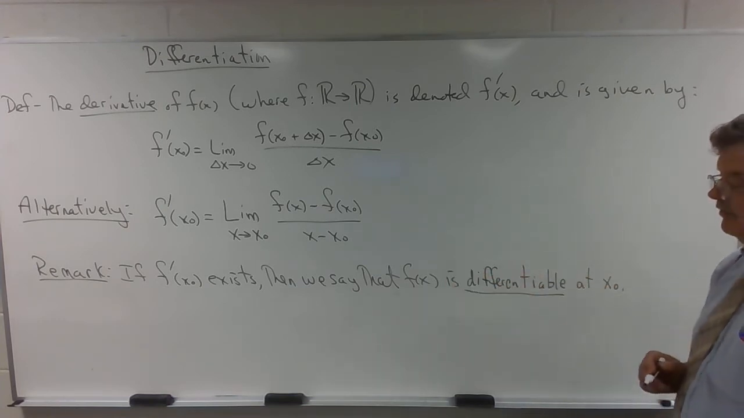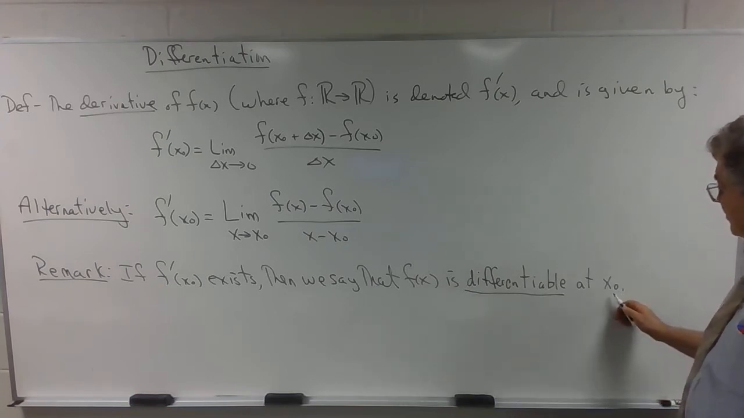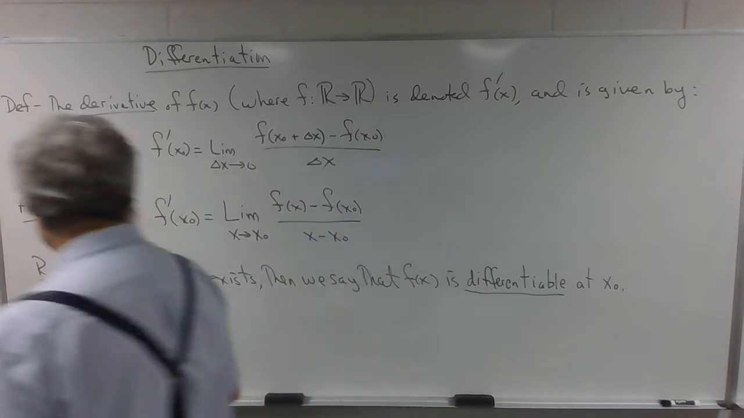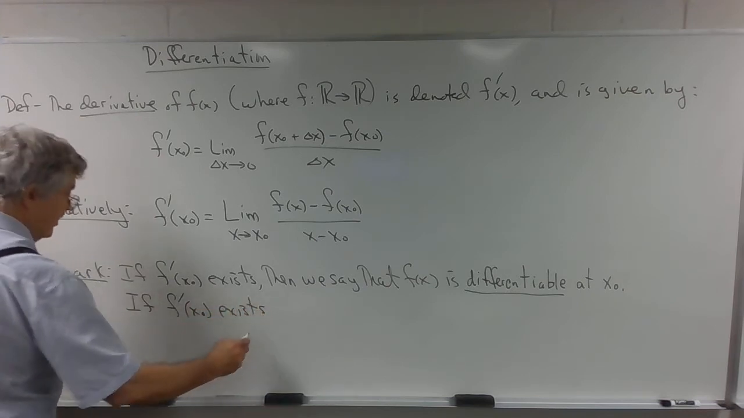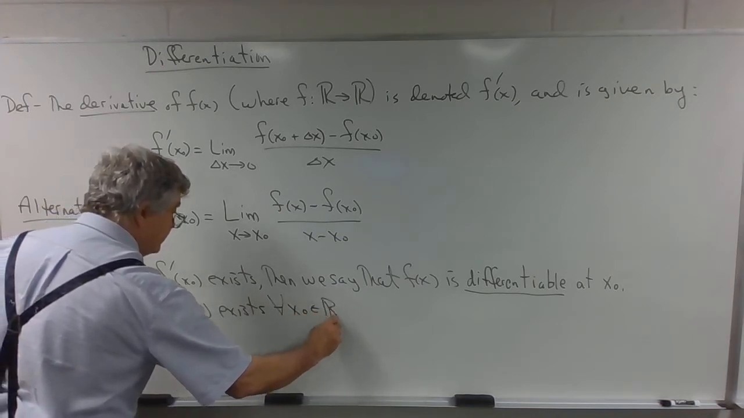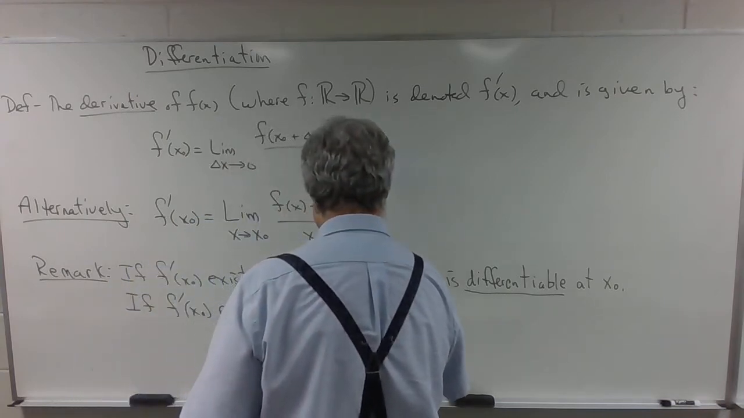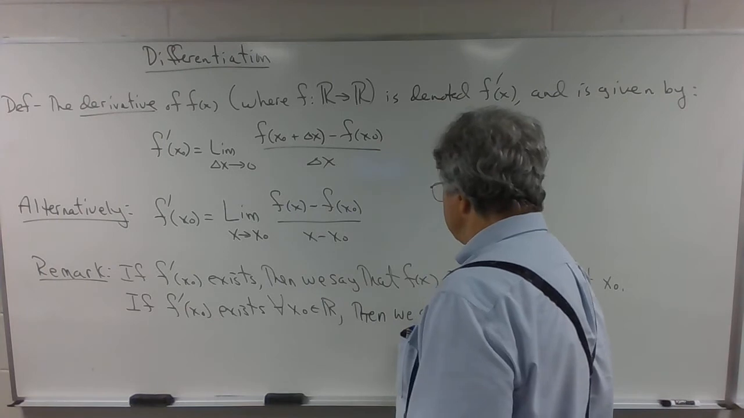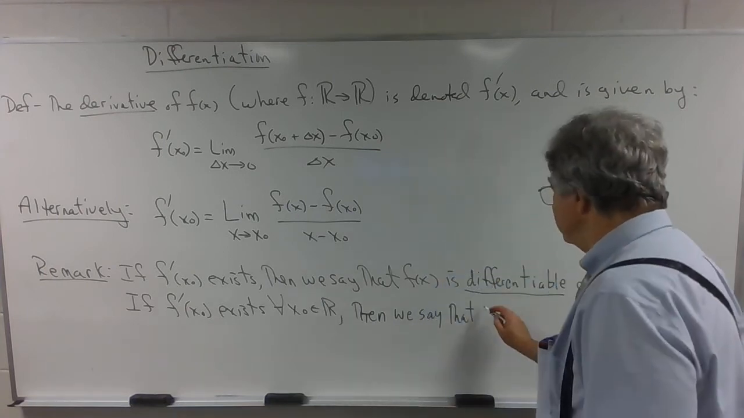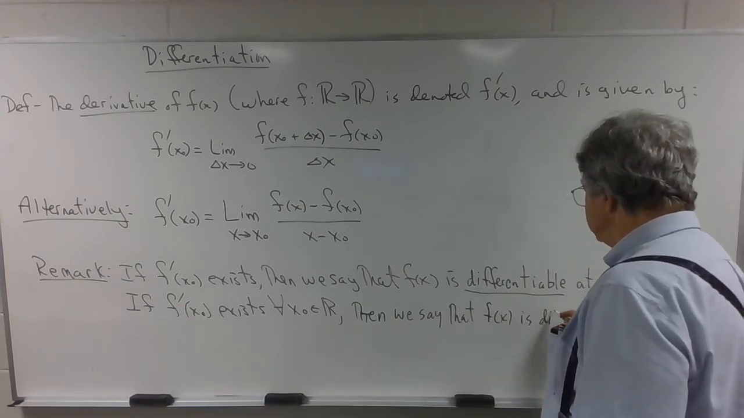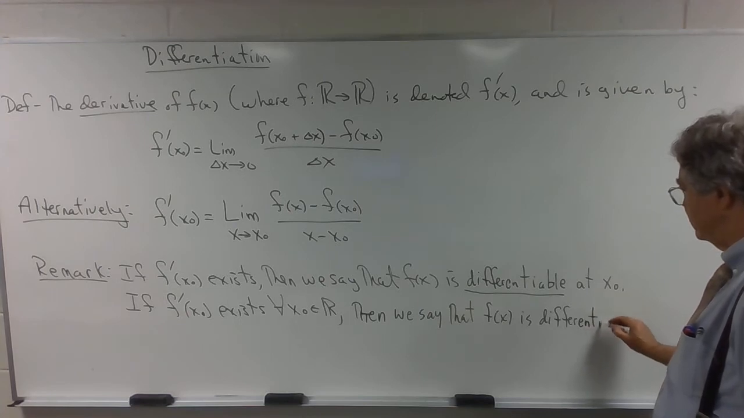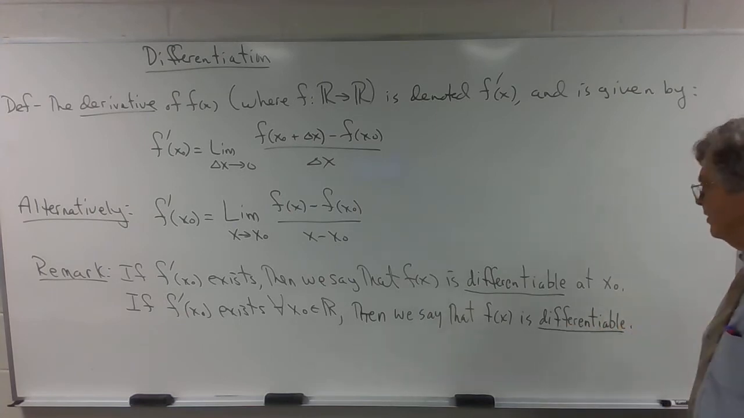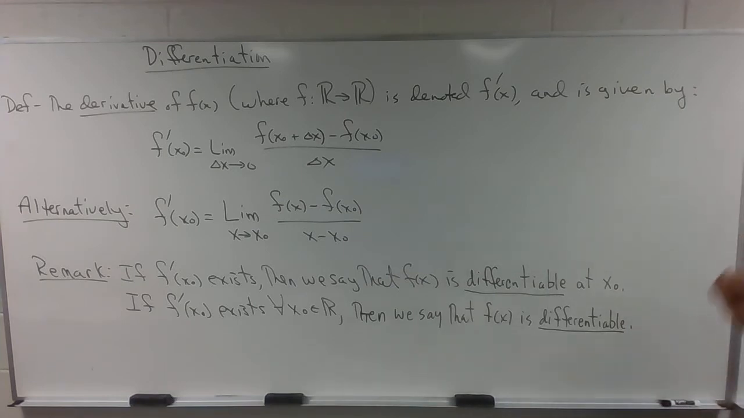So if f prime of x of naught exists, then we say that f of x is differentiable at x naught. And if the derivative at x of naught exists for all real numbers x of naught, then we say that f of x is differentiable, period. So if f prime of x naught exists for all real numbers x of naught, then we just say f of x is differentiable.